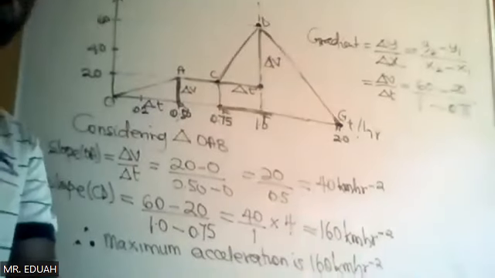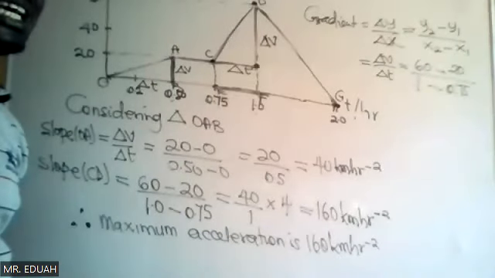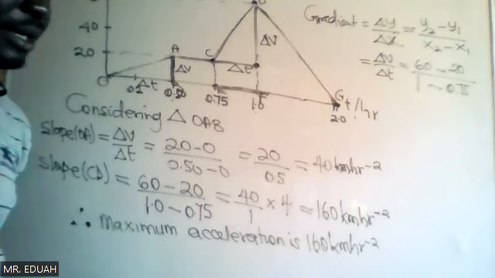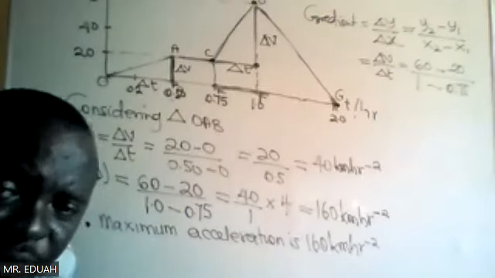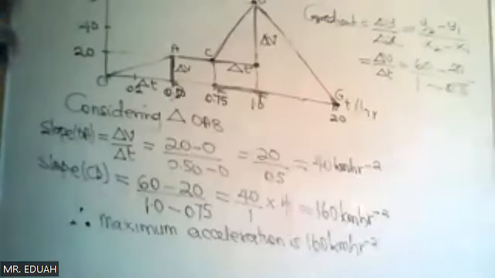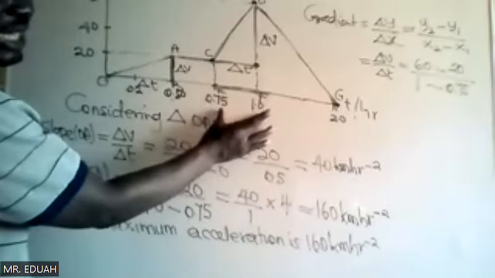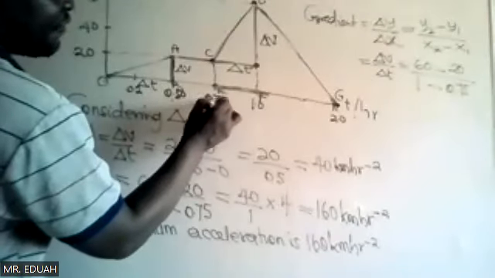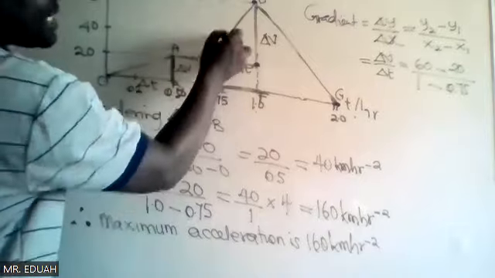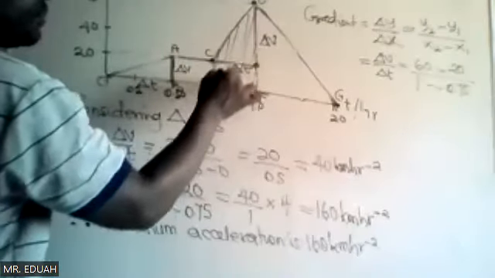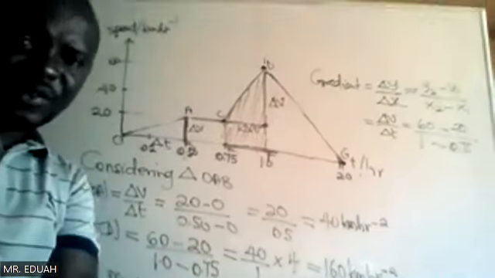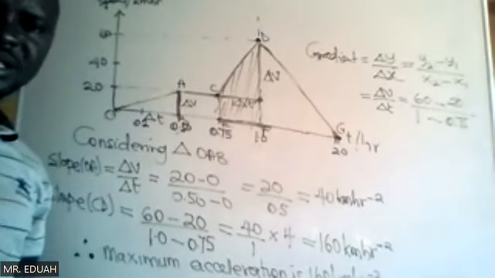For a speed time graph or velocity time graph, the area under the graph and the time axis is equal to the total distance. But over here, we are only given a section of the time. So we are looking at that between 0.75 and 1. So this area between the graph and the time axis would give us the total distance. Is that okay?